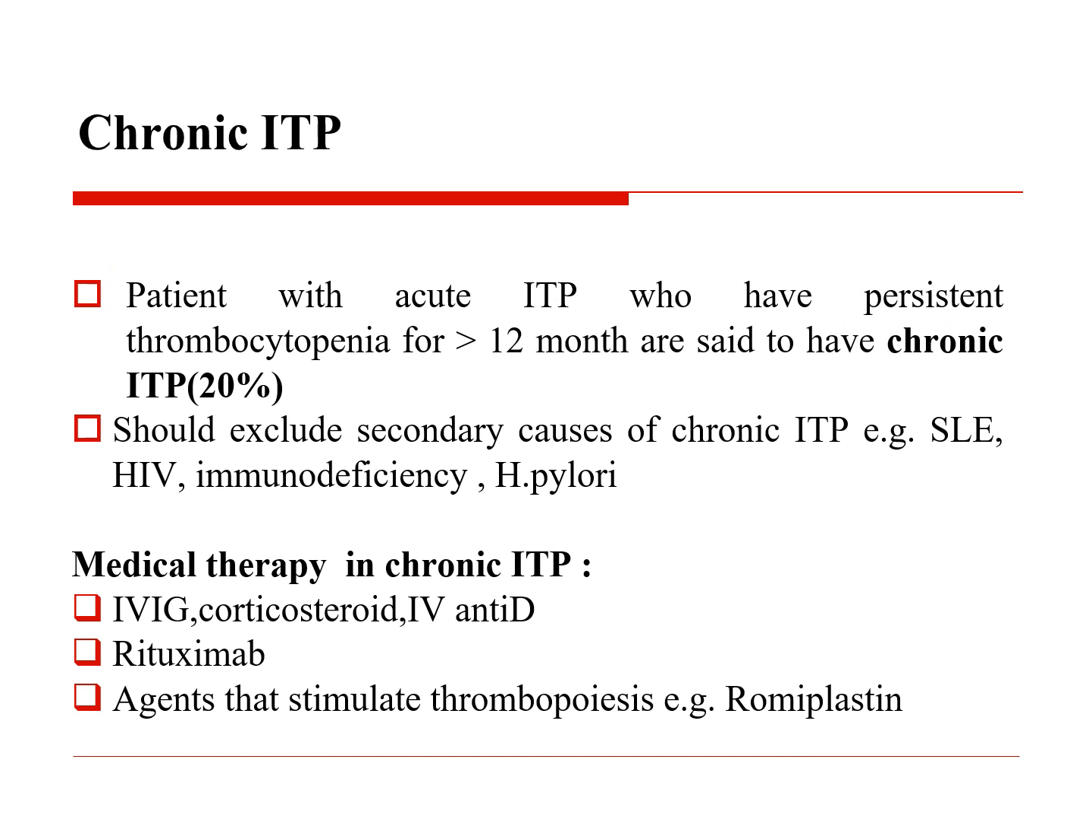What is chronic ITP? When the patient with acute ITP has persistent thrombocytopenia for more than 12 months, they are said to have chronic ITP, and it occurs in 20%. And in chronic ITP, we should exclude secondary causes like SLE, HIV, immune deficiency, H. pylori infection, and others. And there are different lines of therapy used in chronic ITP, like intravenous immunoglobulin or corticosteroid or IV anti-D, or rituximab, or agents that stimulate thrombopoiesis, for example thrombopoietin.